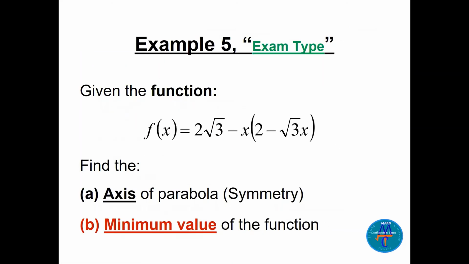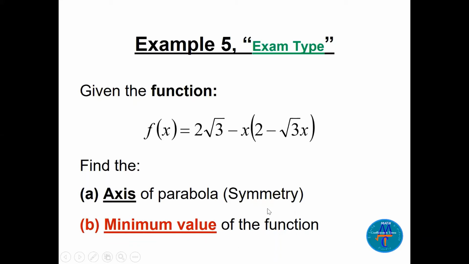Now, given the function here, this is like an exam type: f(x) = 2 square root of 3 minus x bracket 2 minus square root of 3x. Find the axis of the parabola. Find the minimum value of the function. So for sure here, by looking, the function is not arranged, so you have to rearrange it.